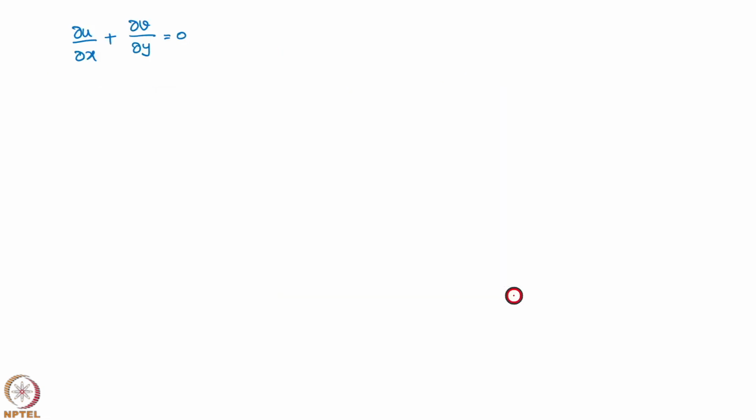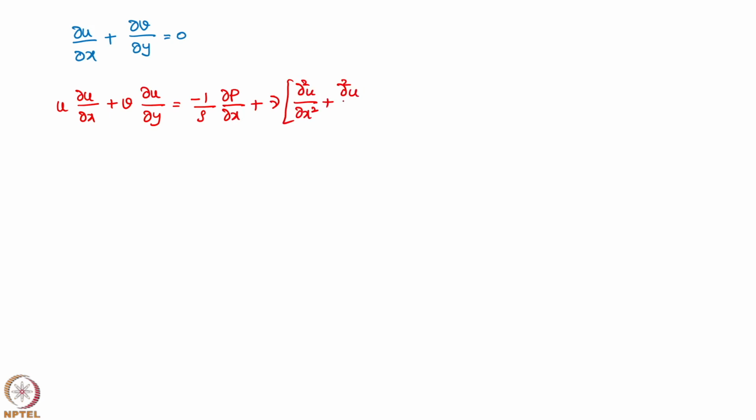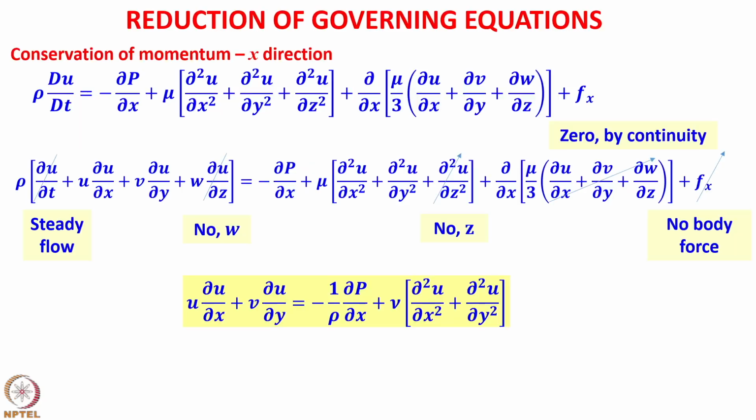So let me write those terms: U into dou U by dou X plus V into dou U by dou Y equal to minus 1 by rho dou P by dou X plus nu into dou squared U by dou X squared plus dou squared U by dou Y squared.